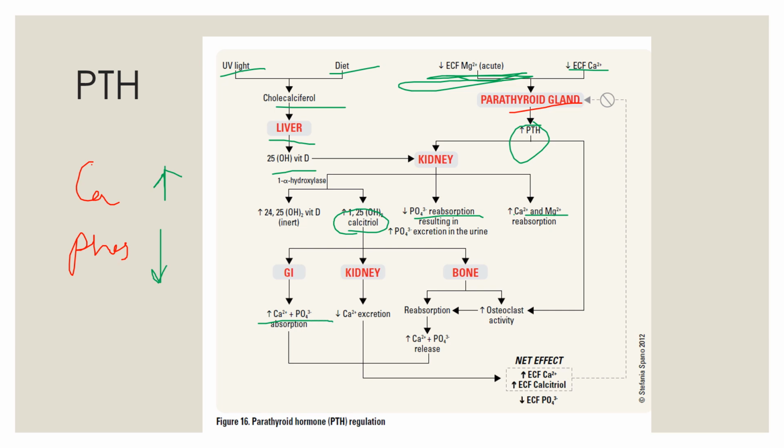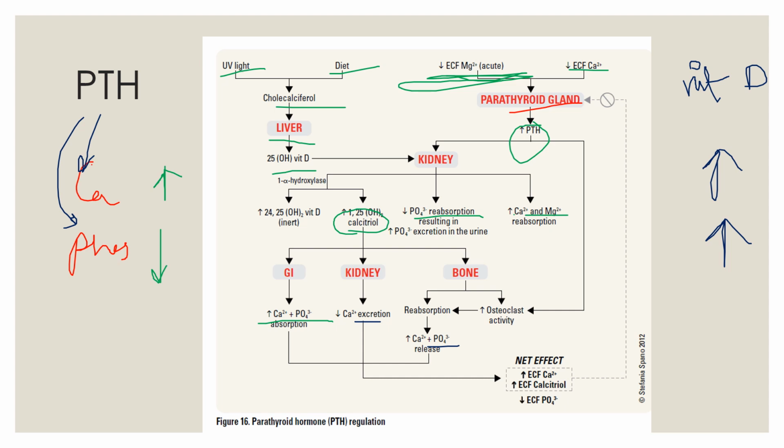So that is the difference between parathormone and vitamin D. I just wanted to highlight this. What vitamin D does is increase calcium and also increase phosphate. But what parathormone does is increase calcium, but decrease phosphate. Okay, so in the GI tract, vitamin D increases calcium and phosphate absorption. In the kidney, it decreases calcium excretion, and in bone, it increases calcium and phosphate release.